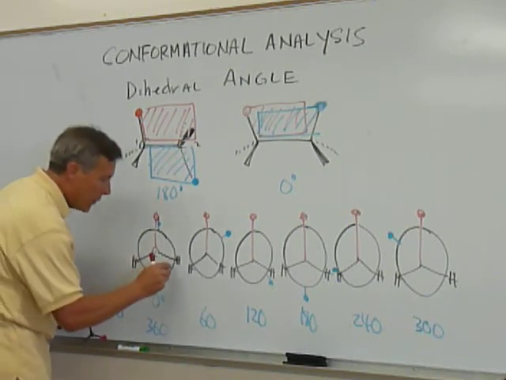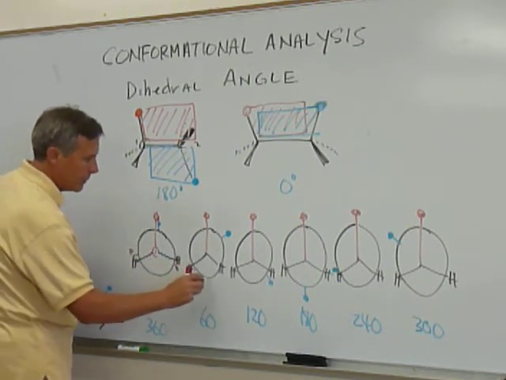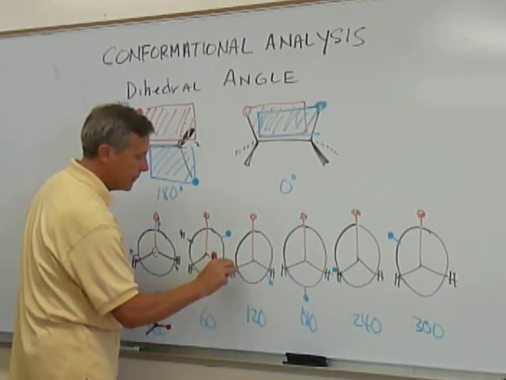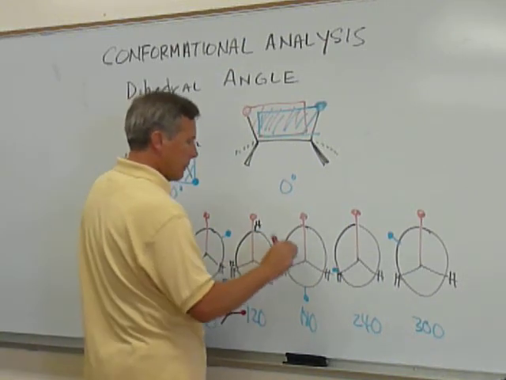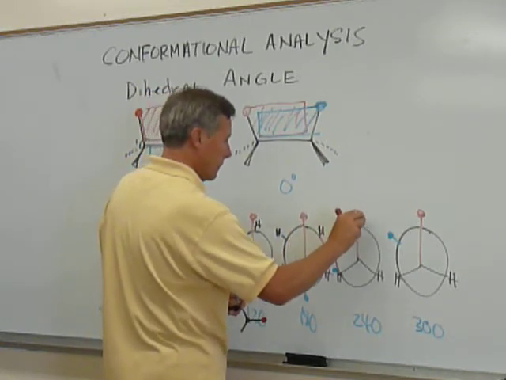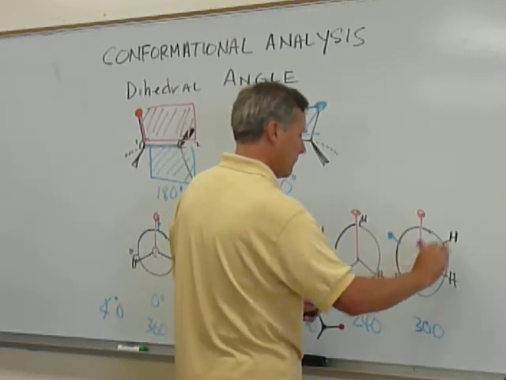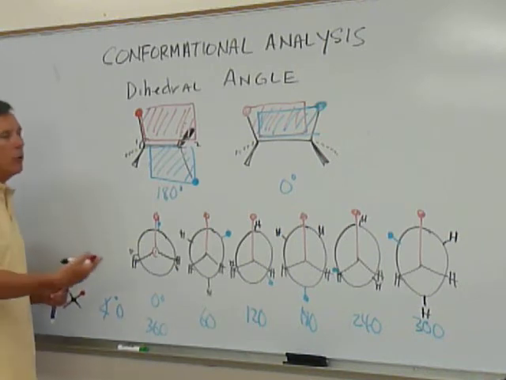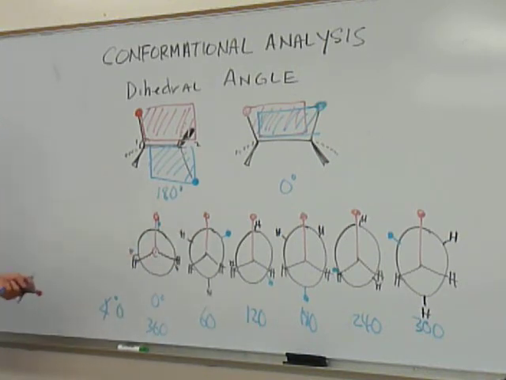We can draw in the missing hydrogens on carbon 2. I encourage you to do that. And we can see that we have 7 conformers of ethane, the 7th being the 360-degree dihedral angle.